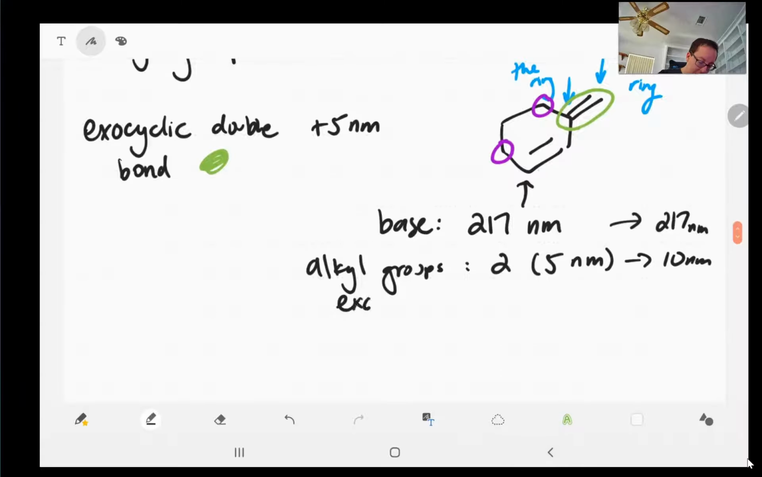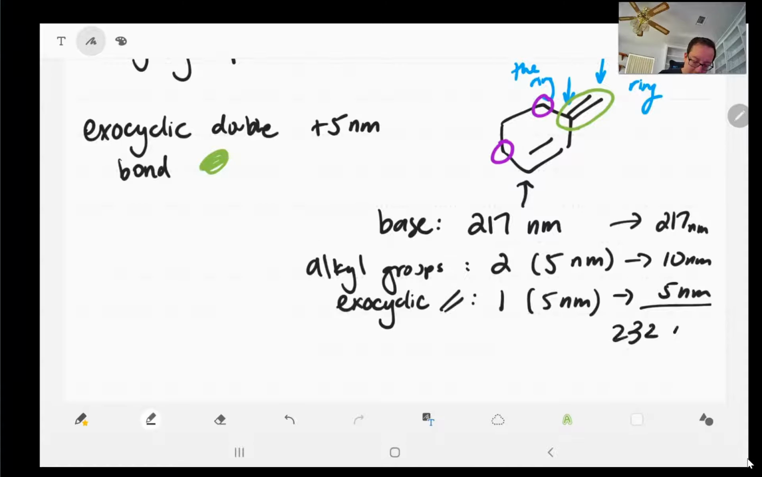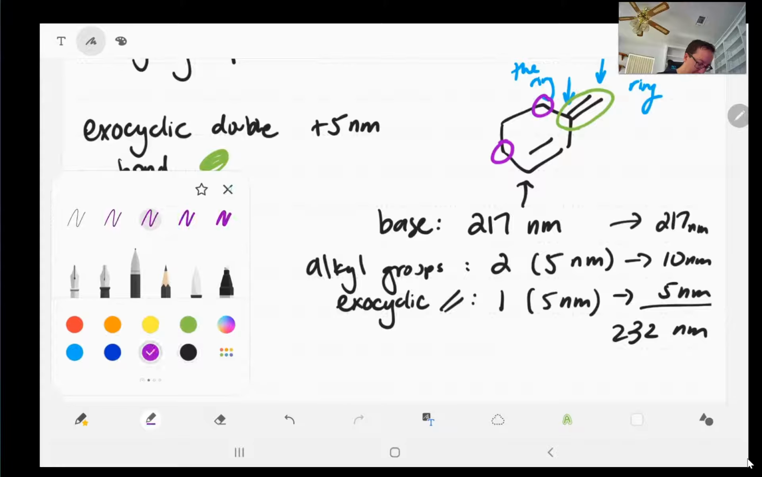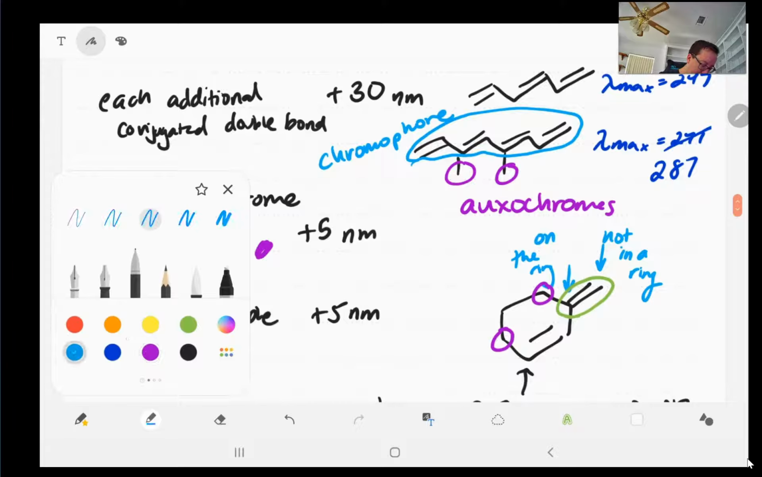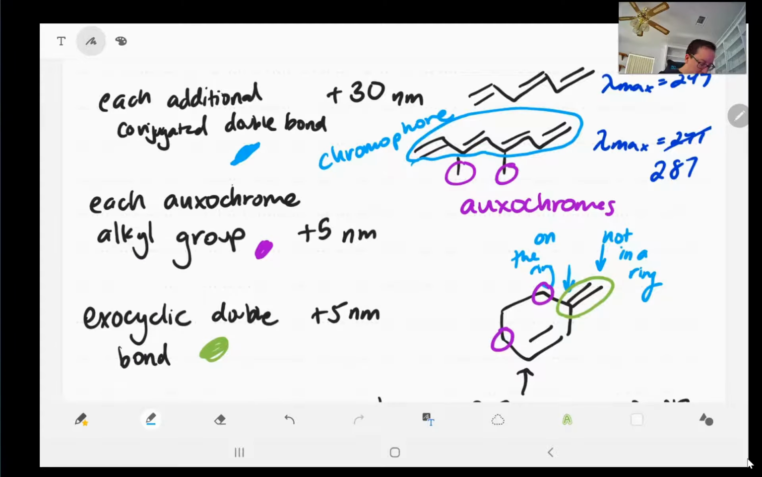And then we've got exocyclic double bonds. We have 1 of those at 5 nanometers. That's going to give us 5 nanometers. If we add all these up, it's 232 nanometers. So that's how I've calculated it for this one. So I'm going to be consistent as we go through. I'm going to put our alkyl, our oxochromes in purple, our exocyclic bonds in green, and I'll do extra conjugation in blue. We'll do a couple of examples here as we go through.